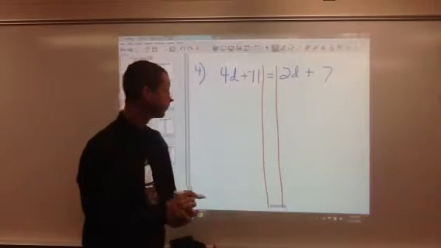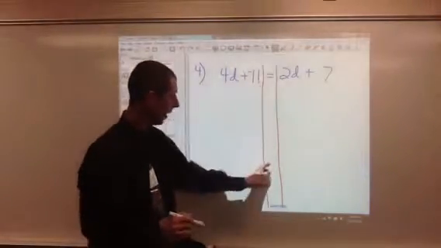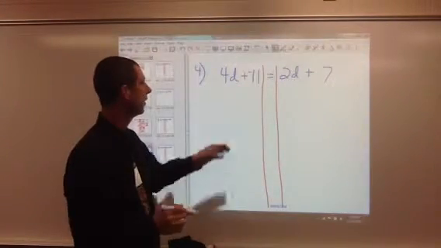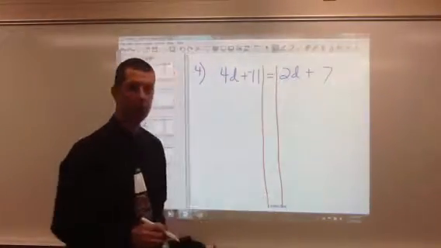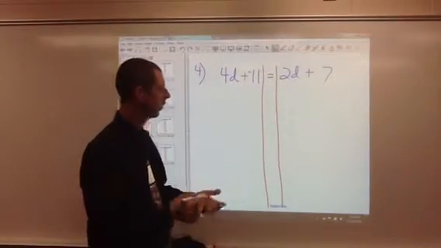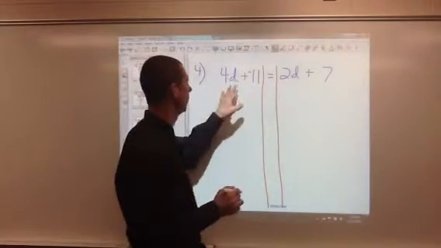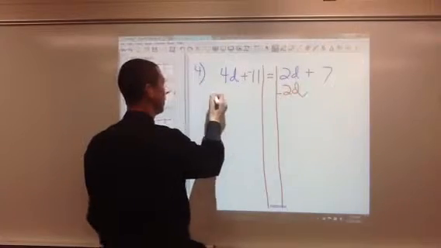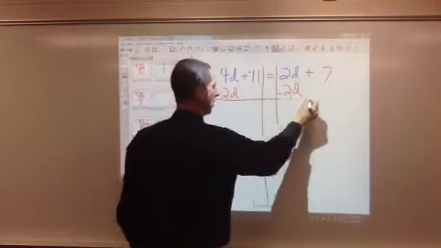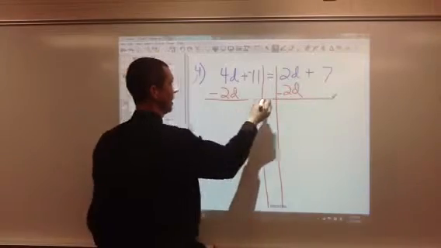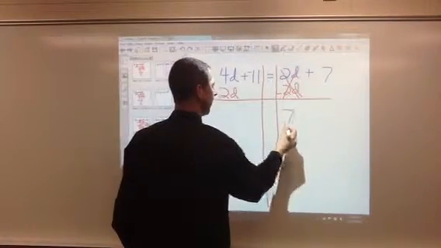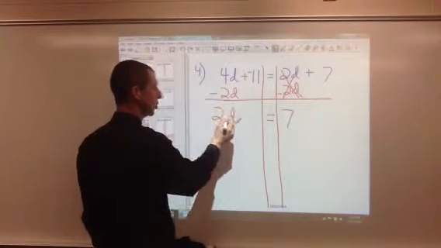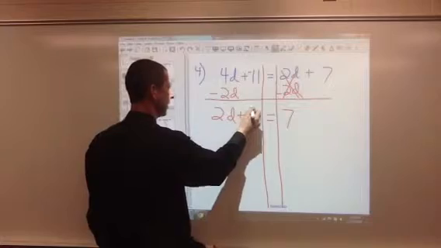Okay, number 4. All right, I've divided the equation into two sides, added the opposite here. Now I'm going to either get rid of my 4d or my 2d, so I have my variable on one side. In this case, I'm going to get rid of the smaller of the two, so I'm going to get rid of the 2d. So I have to subtract 2d. Go over here and subtract 2d. Same thing on both sides. These cancel. We're left with 7. Over here now we have 2d, because 4d minus 2d is 2d, plus negative 11.